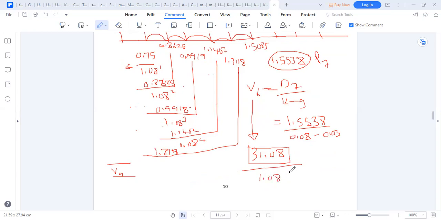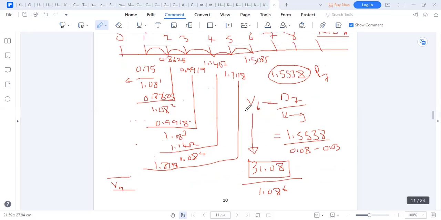Good. 1.08 to the power 3 or to the power 6? The power 6, because this is where we are. So that we discount it here. So this one is going to give us, here we're going to get 19.58.